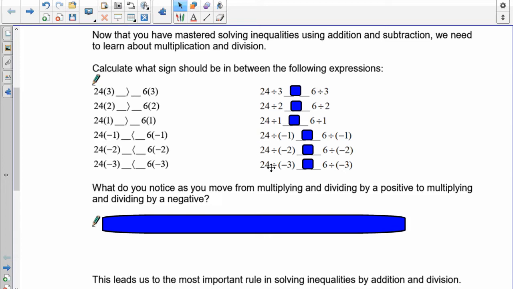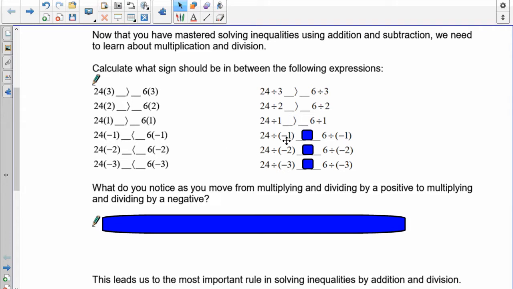So I'd like you to pause the recording and do these 6 little exercises here. So pause the recording and do that now. Okay, well, 24 divided by 3 is 8. 6 divided by 3 is 2. Means this side here is greater than that side there. 24 divided by 2 is 12. 6 divided by 2 is 3. 12 is greater than 3, so we should be opening the Pac-Man. Our alligator is going to eat the bigger number, which is over here. 24 divided by 1 is 24. 6 divided by 1 is 6, so this one over here is still larger.